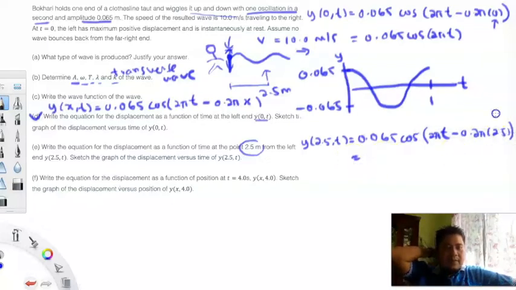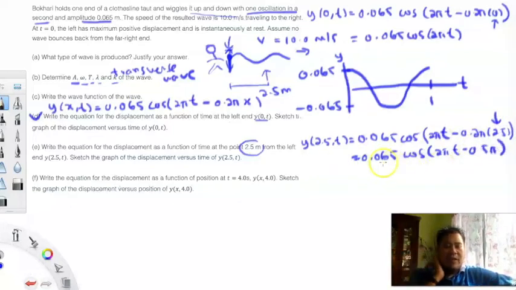Okay, so you just replace a new value here. You have 0.065 cos(2 pi t minus 0.5 pi). Okay, so now you have a new equation for the particle somewhere 2.5 from the end. So how do we sketch this equation?